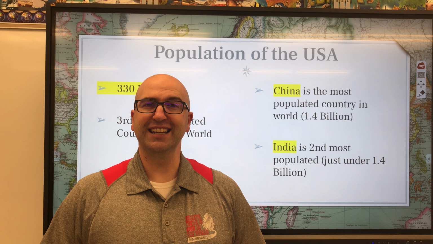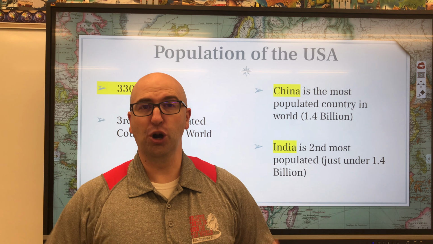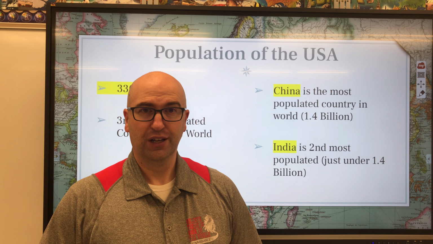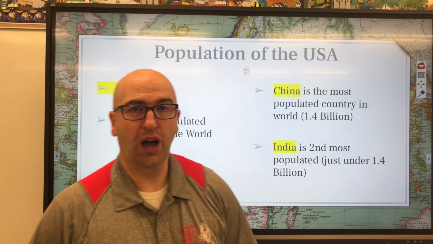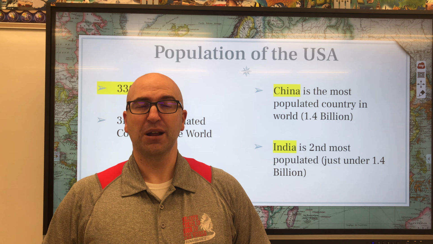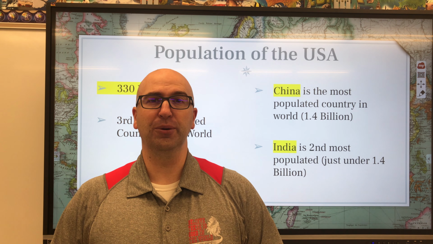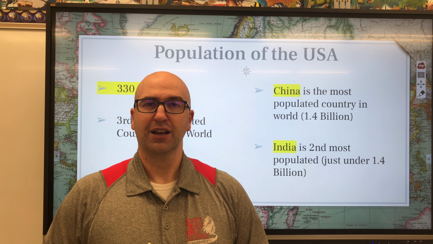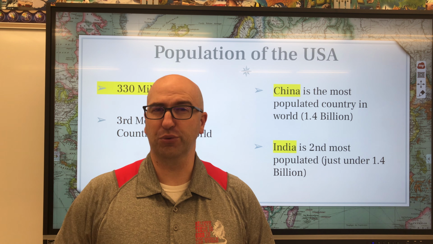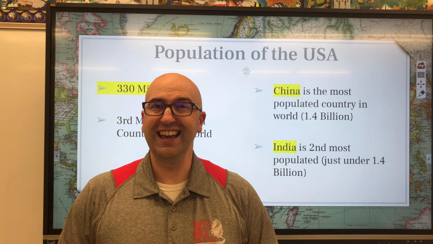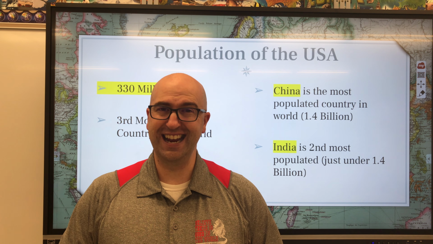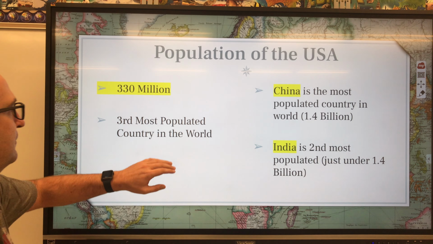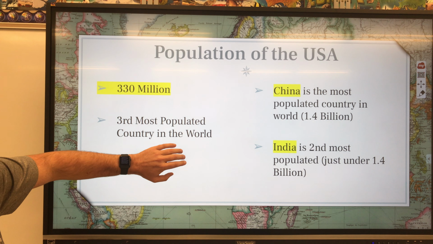So China and India's populations are super huge compared to the other countries in the world. If you added these two up, you would see that China and India together account for 1/3 of the world's population, meaning that 1 out of every 3 people living on this earth live in either China or India. That's how large those countries' populations are. Now back to the United States.